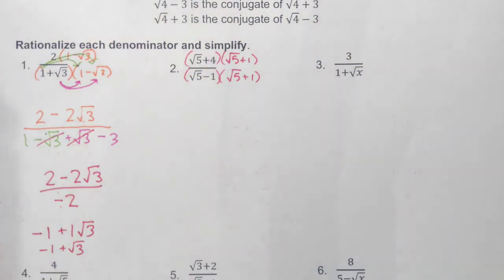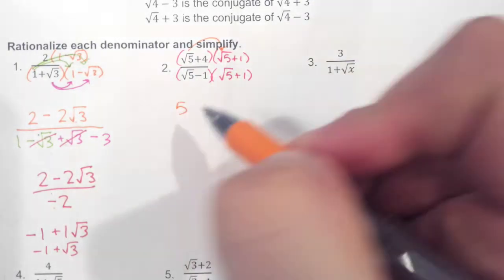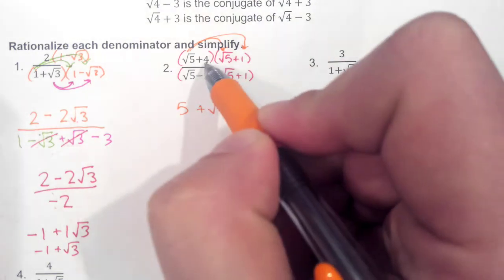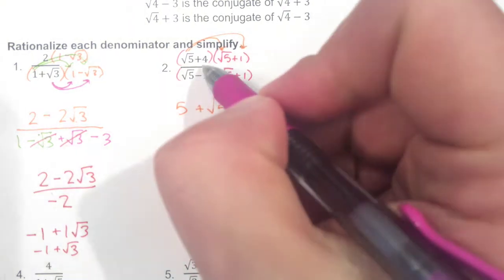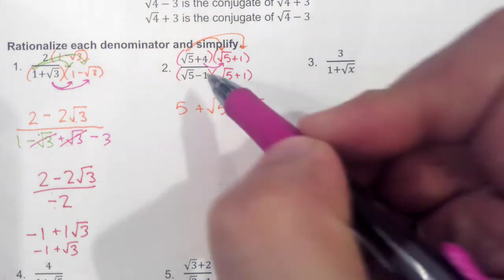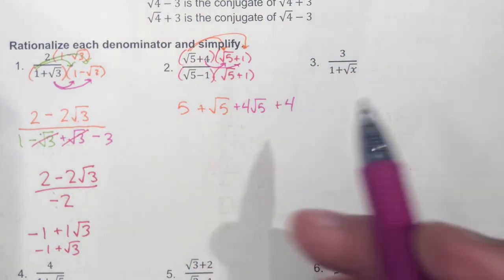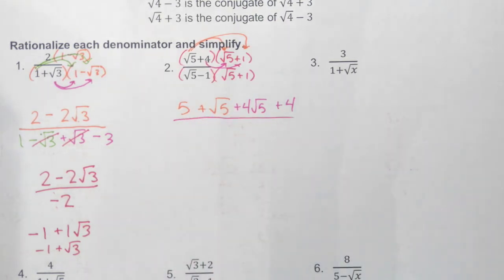So let's distribute that first term. The square root of 5 times the square root of 5 is 5. The square root of 5 times 1 is the square root of 5. 4 times the square root of 5 is 4 square roots of 5. And then 4 times 1 is 4. So obviously I'm going to be able to put some things together, but before I do that, I'm going to go ahead and multiply my denominator out as well.